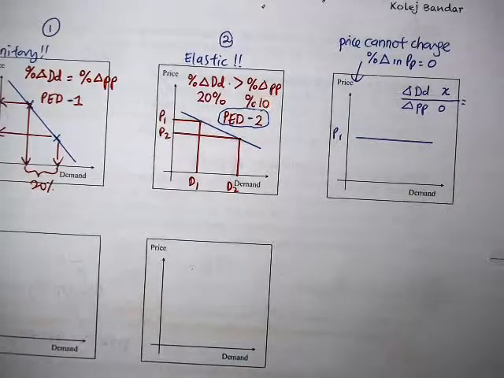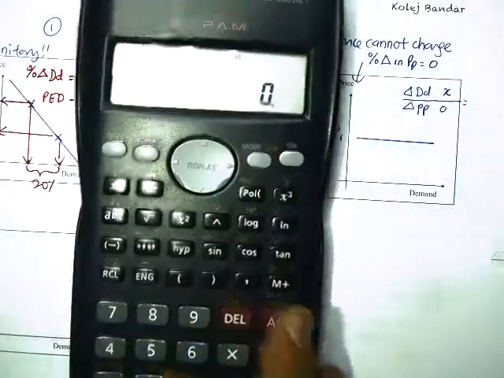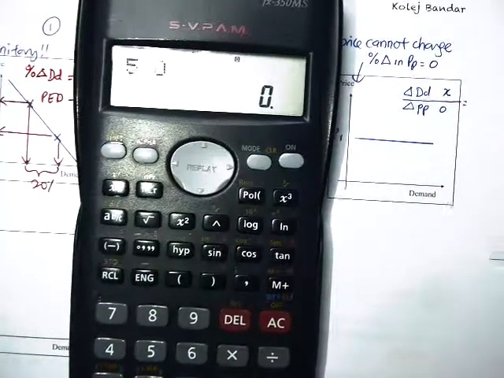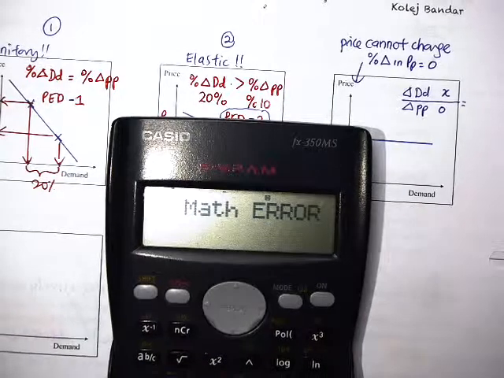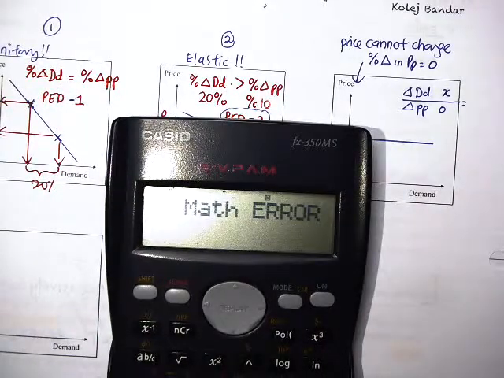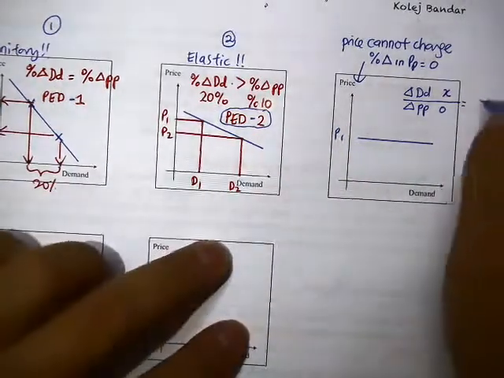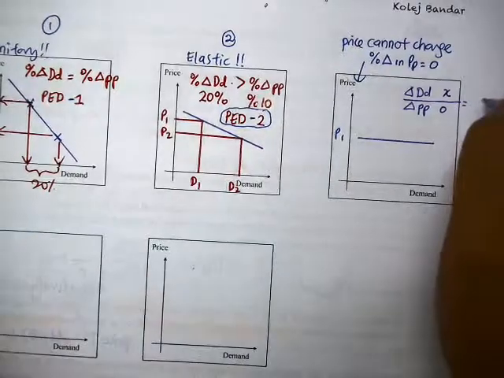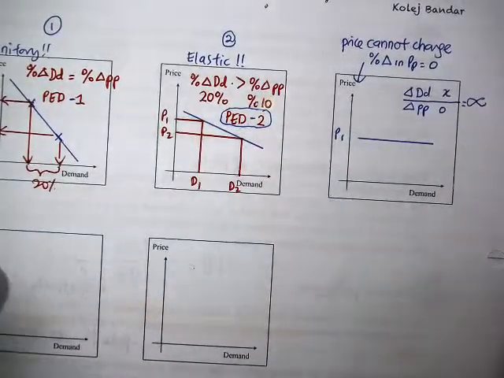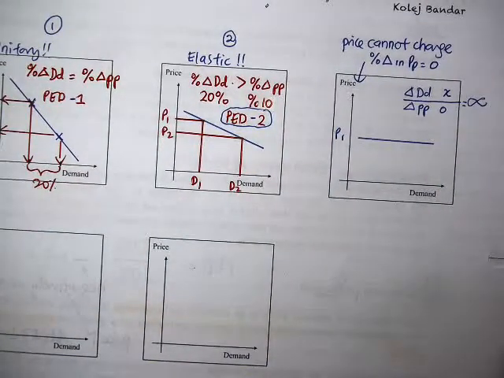Mathematically, if I take 5 divided by 0, what do you get? You get error, because mathematically you don't have this logic. How to divide into 0? You don't know how to. So that's why this will become no value. Some will tell you that it's like an infinity value. There's no value, because you cannot divide into 0.